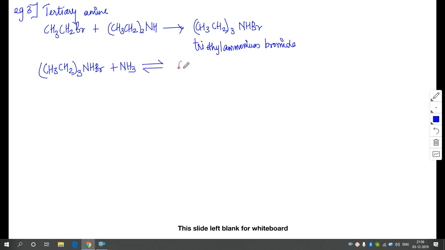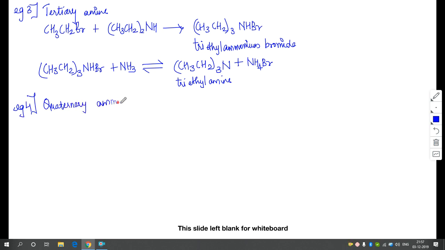It is a reversible reaction. What I am getting is (CH3CH2)3N plus NH4Br. Now this is nothing but triethylamine. You understood what is happening over here? Same formula. Now we have got a tertiary amine. Let's make it into a quaternary ammonium salt. Yes, we will stop at the quaternary ammonium salt.